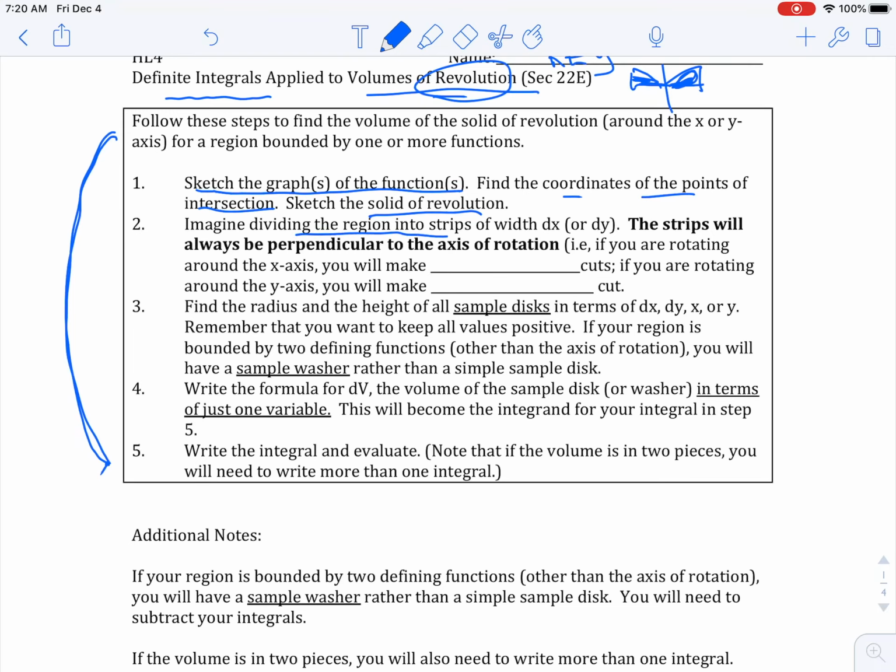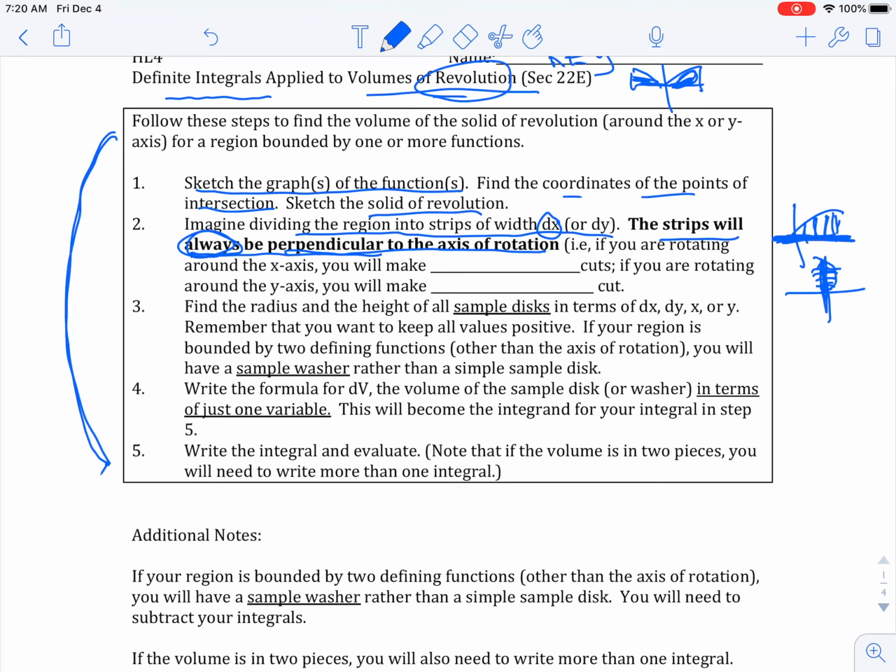All right, then it says we have to decide whether we're going to cut it into horizontal or vertical strips. Are we going to cut it into strips of width dx, which is what you would do if you're cutting it this way? Or are you going to cut it into strips of width dy, which is what you'd do if you cut it this way? With volume, we don't have as much choice. With volume, the strips are always perpendicular to the axis of rotation. So if you're rotating around the x-axis, then you must make vertical strips. If you're rotating around the y-axis, then you must make horizontal strips. So you don't have a choice, really.